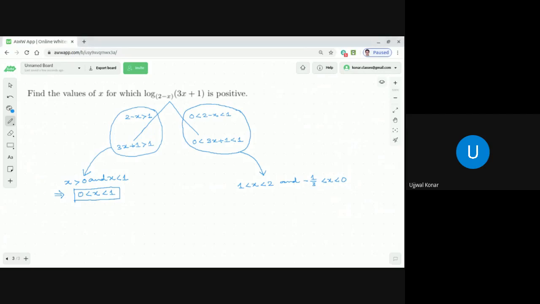Correct? So now if you look into it, 1 less than x less than 2 and minus 1 by 3 less than x less than 0, what can we get? We get nothing. This doesn't have any solution set, right? Can you get some value of x which satisfies both 1 less than x less than 2 and minus 1 by 3 less than x less than 0? Not possible.